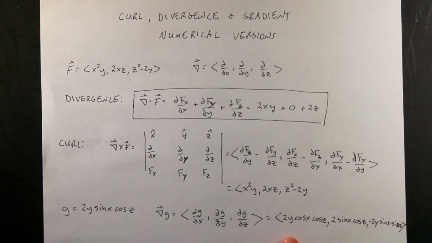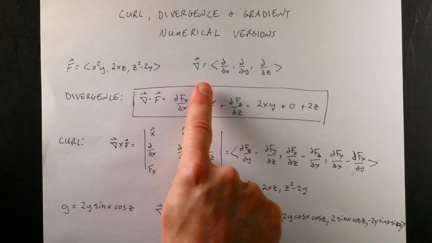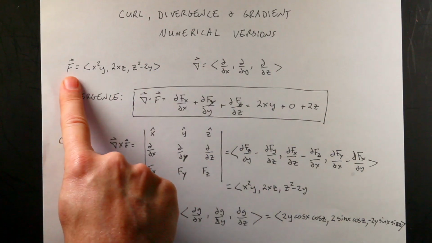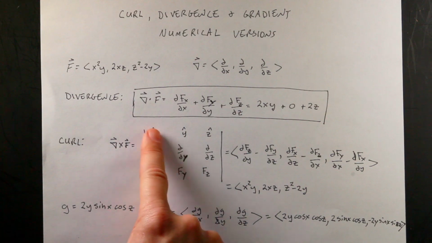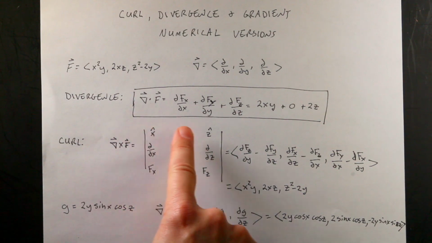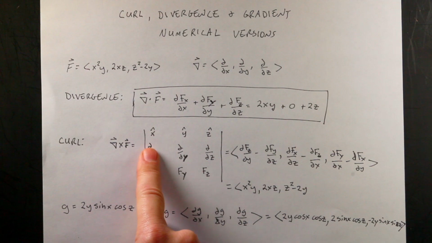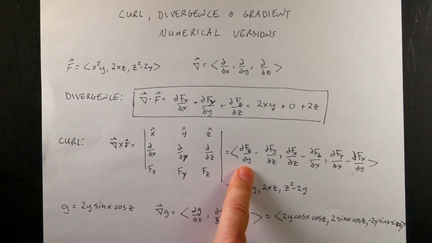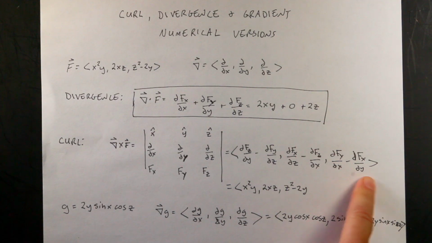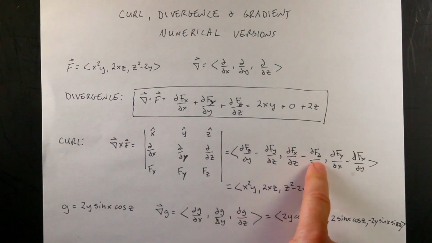The curl is the cross product between this operator and that vector function. One of the ways to do the cross product is to find the determinant of a matrix with the x, y, z unit vectors in the top row. And so if you do that, you get this function. You do have the partials, but you get a vector result, right? The curl gives you a vector.